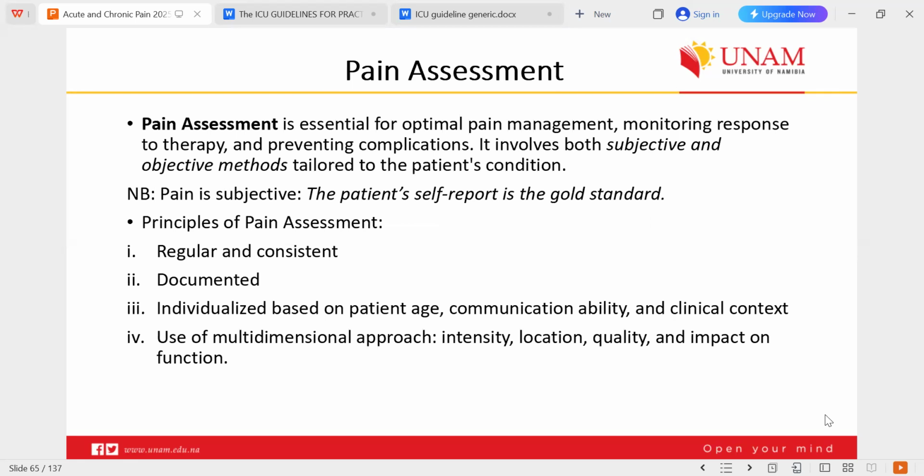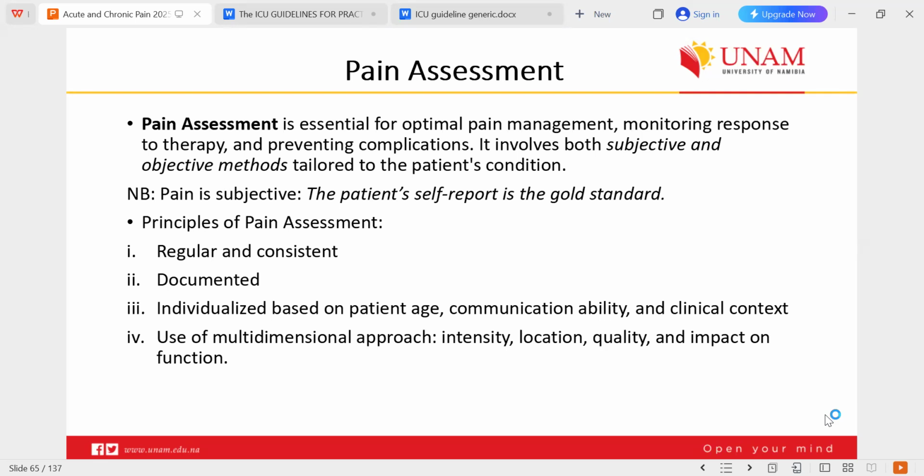Okay, so pain assessment is crucial in the management of pain. It also helps to monitor response to your therapy and prevent complications. Pain assessment involves both subjective and objective methods because pain itself is also subjective and objective, and it should be tailored to the patient's condition.